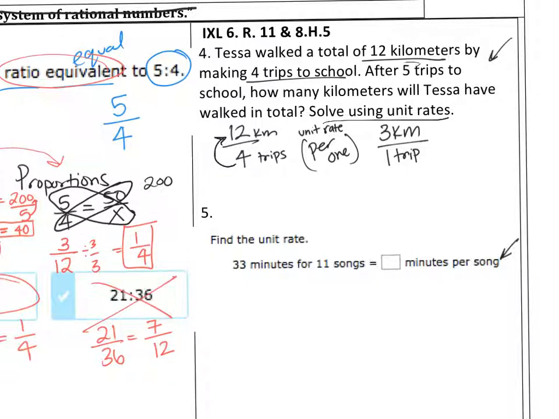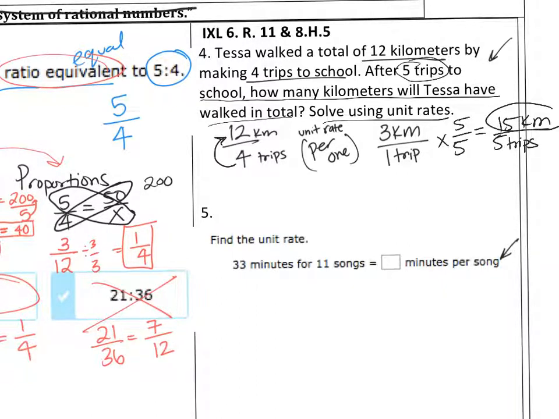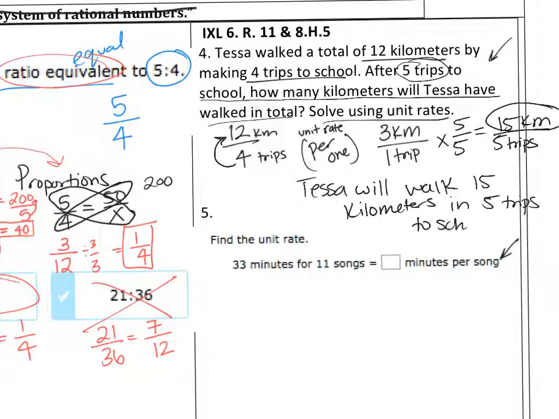Now let's read the second sentence. After 5 trips to school, how many kilometers will Tessa have walked in total? So if she walks 3 kilometers for every single trip, and she takes 5 trips, you literally just multiply that by 5. If she has 5 trips, that means she goes 15 kilometers. So Tessa will walk 15 kilometers in 5 trips to school.